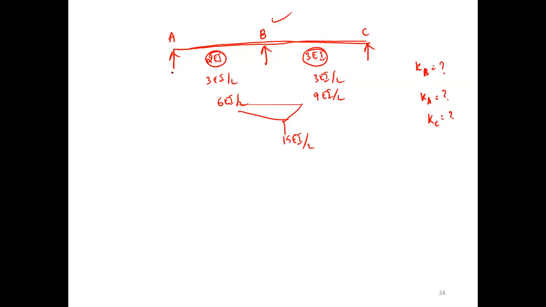What about A? This is 3 EI by L, 3 into 2, 6 EI by L. Here, this is 3 EI by L, 3 into 3, 9 EI by L. This is stiffness. Any doubts? Clear? Shall I move on to the next step?